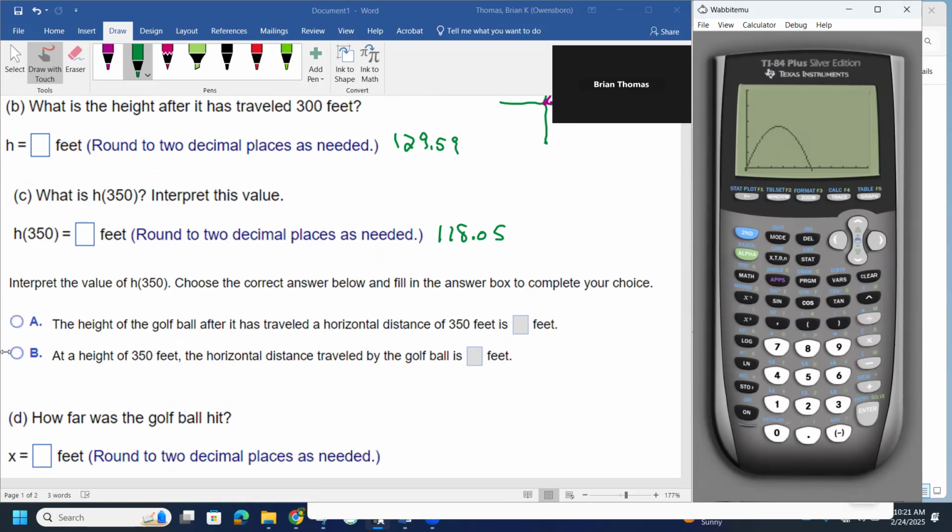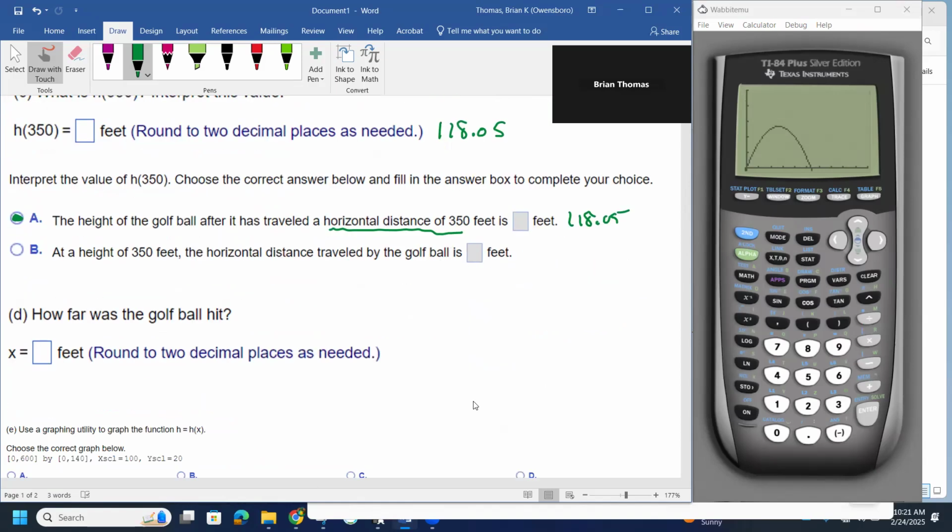So actually A does match us here. So there's two choices here. What does it mean? Remember, the horizontal distance is the 350. And what we found was how high off the ground it was, the vertical distance of 118.05 feet. Question D says, how far was the ball hit? So basically what they want to know is where I'm at back on the ground.